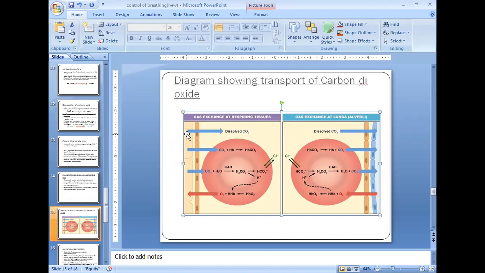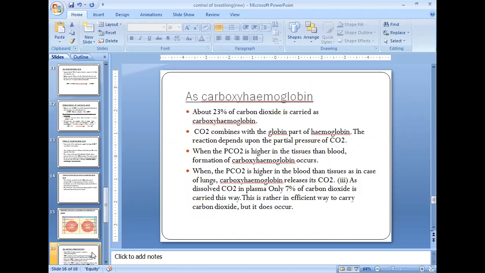While some of the carbon dioxide which is present at the level of tissues can be transported in the form of dissolved plasma. So carbon dioxide will directly diffuse into the plasma, and then the plasma will release this carbon dioxide at the level of lungs, and in this way it will move out from the alveoli during exhalation. Now, this is all about how carbon dioxide moves through hemoglobin. The percentage of carbon dioxide that is transported through hemoglobin is 23%.